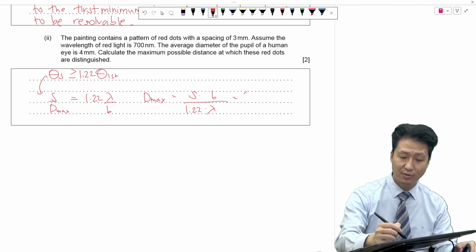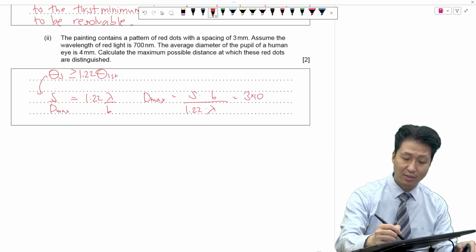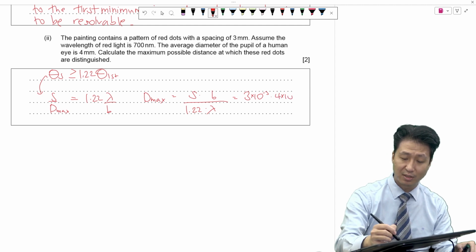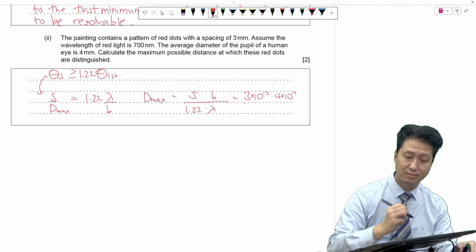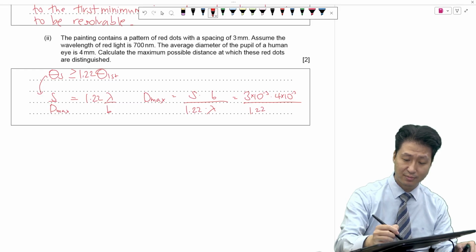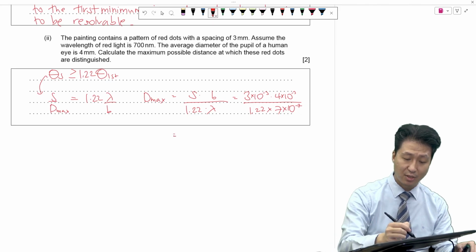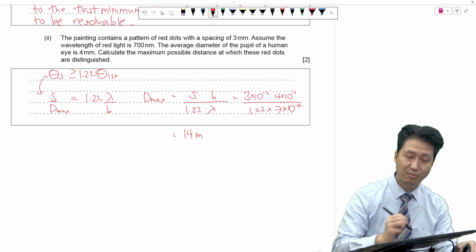Let's sub with the values. 3 millimeters is 3 times 10 to the negative 3 meters, times 4 millimeters, which is 4 times 10 to the negative 3 meters, divided by 1.22 times 700 nanometers, which is 7 times 10 to the negative 7 meters. Using your calculator, you'll find this to be approximately 14 meters.